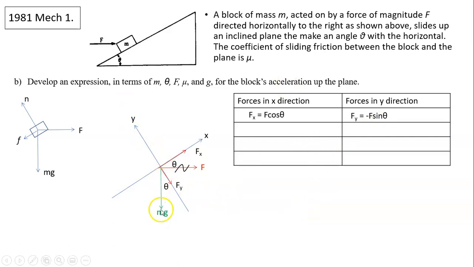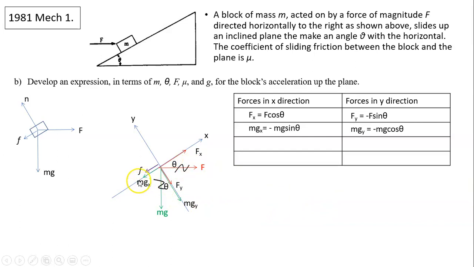Next force is gravity. As you can see, theta is between gravity and the negative y. So as a result, mg x would be negative mg sine theta, because that is the side opposite of this theta. Mg y becomes negative mg cosine theta. Again, it's negative because it's opposite of up, it's going downward. So after we resolve it, we can get rid of this mg just as we got rid of F.